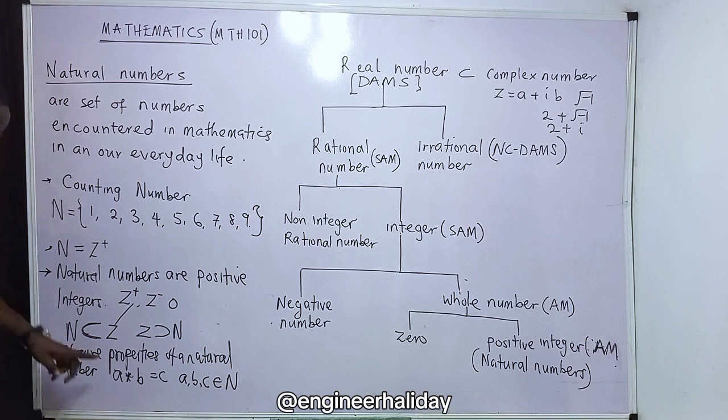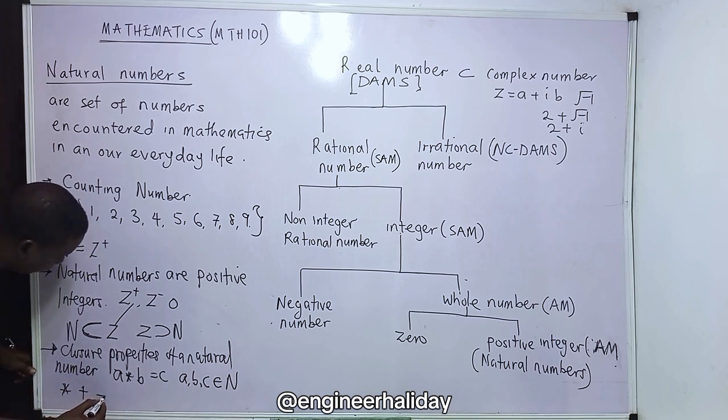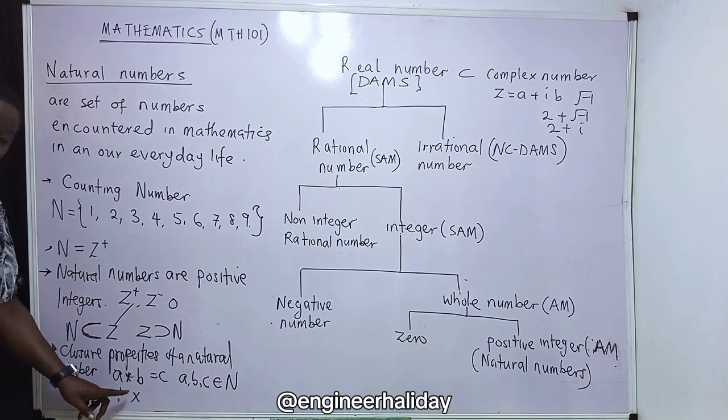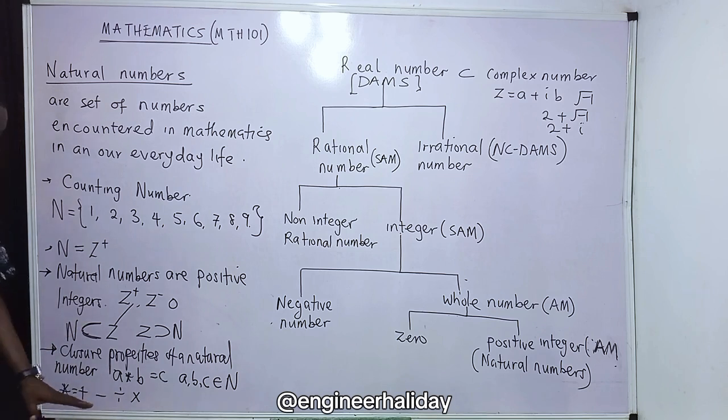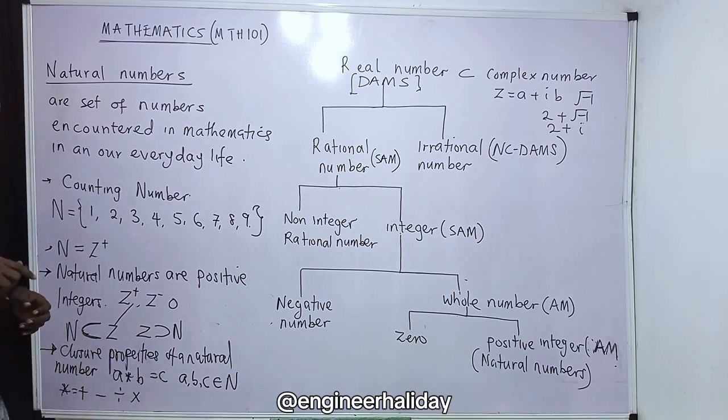That is to say that A operates B. The operation can be either plus, minus, division, or multiplication. There are four operations for that particular symbol. So A operating B should be equal to C, where C will also be a natural number. I believe that one is clear now.